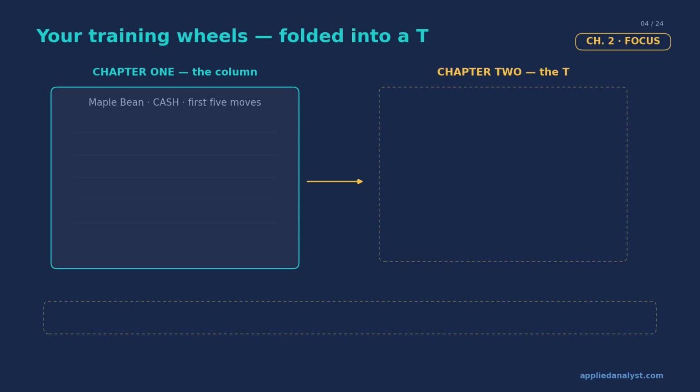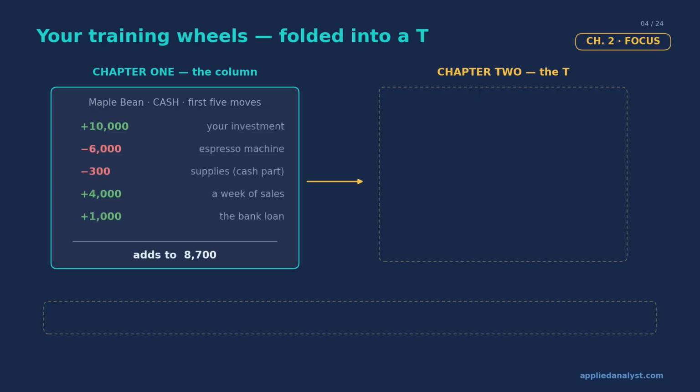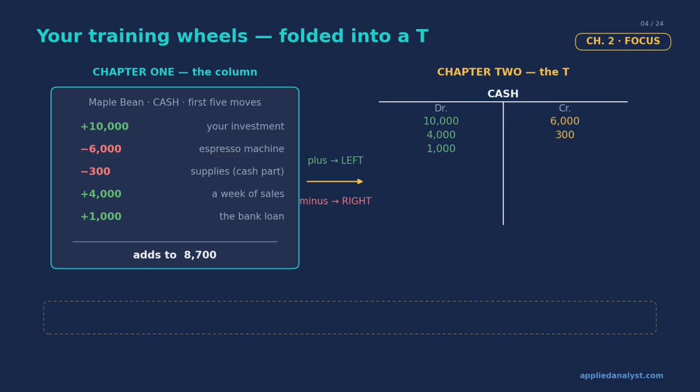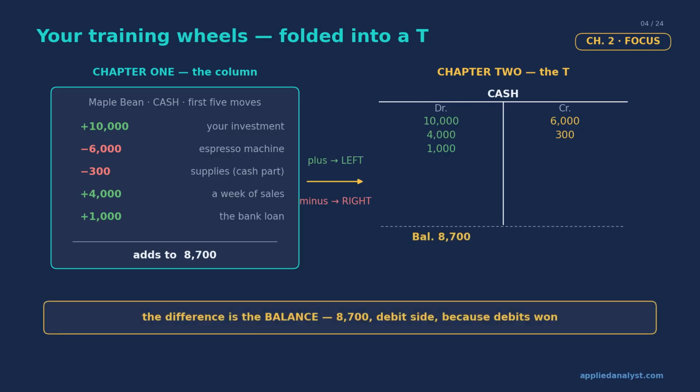The left side of this slide is your own work. Maple Beans cash, exactly how Chapter 1 taught you. Plus 10,000, your investment. Minus 6,000, the machine. Minus 300, supplies. Plus 4,000, sales. Plus 1,000, the loan. Adds to 8,700. Now the right side, the same 5 moves folded into a T. Every plus goes left, every minus right. Debits 15,000, credits 6,300. And the difference is called the balance, 8,700, debit side, because debits won.